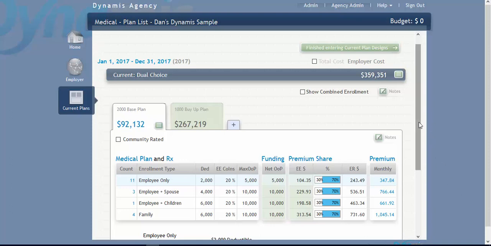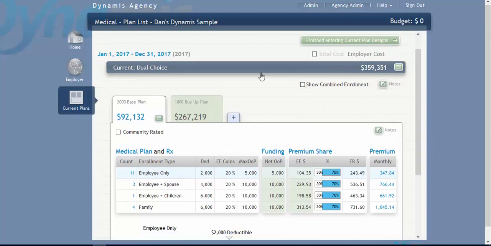So we've walked through the idea of the dashboard and how we have plan groups in which we add plan designs. We've been able to see the idea of a plan group with more than one plan design being offered. So we can see the employer cost of each individual plan design and zoom into the details of that plan design, while always seeing the combined cost on the plan group header.